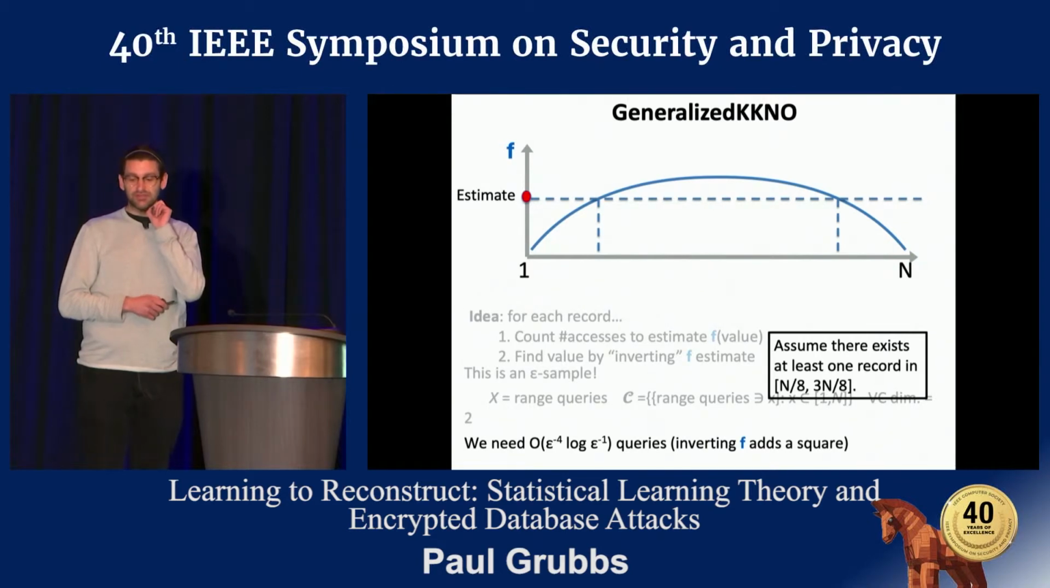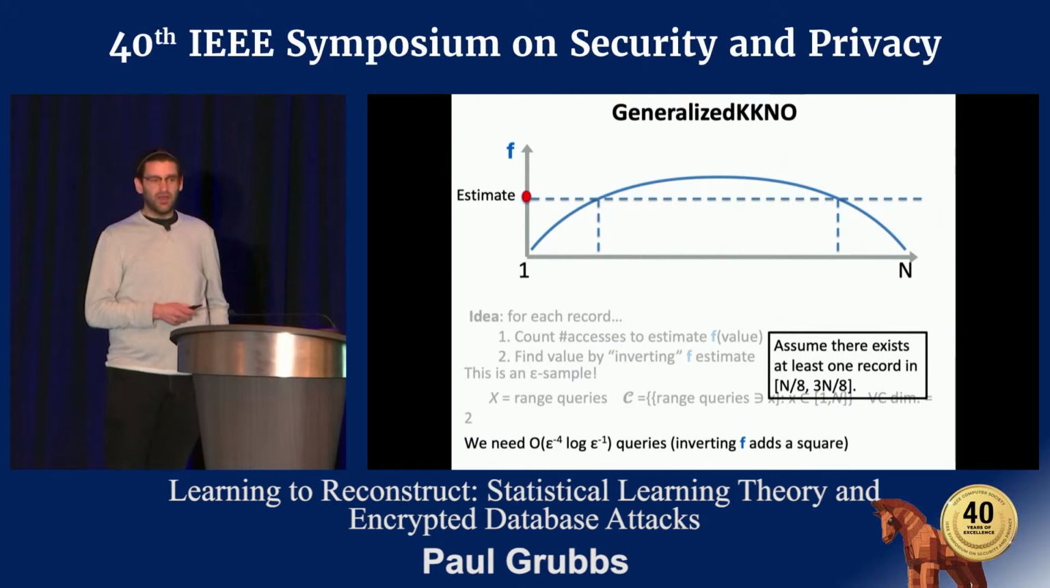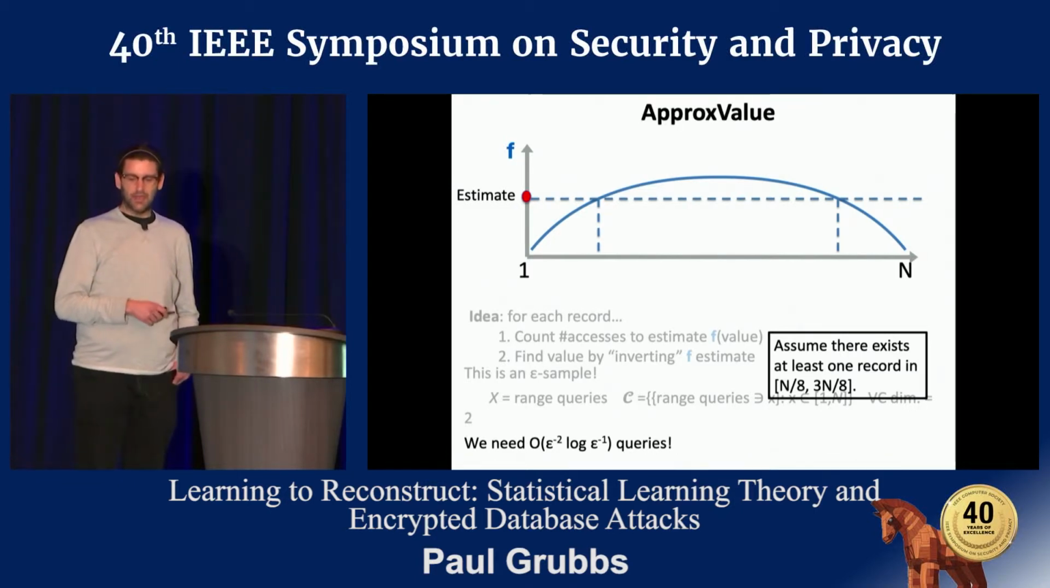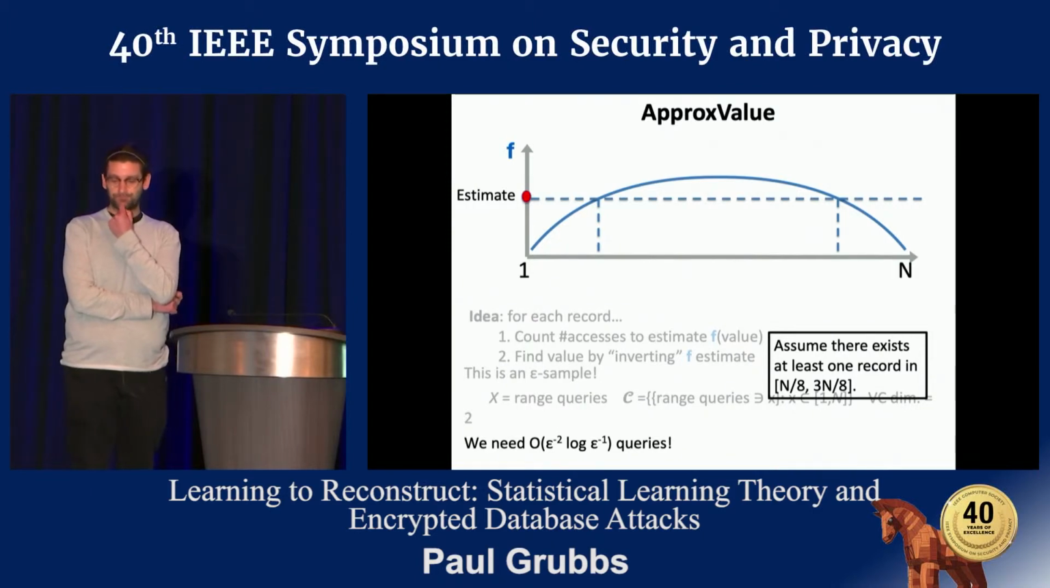So assume that there exists at least one record in the interval n/8 to 3n/8. And the exact numbers here aren't too important, but we just need to assume that there's at least one record, at least more than a constant, away from the endpoint or the middle. And so with this minor assumption, the approximate value attack recovers values with only epsilon to the -2 log epsilon inverse queries.